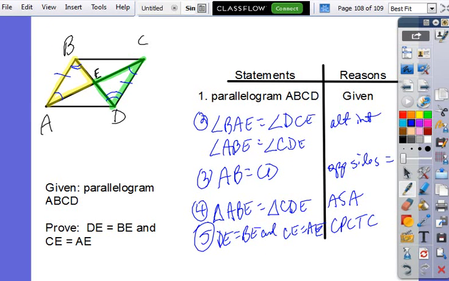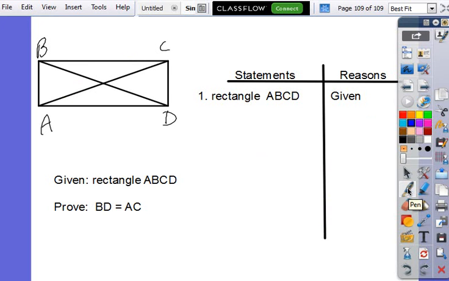So for this one, we're trying to prove what in this case? BD equals AC. So in general, what are we trying to prove? The diagonals. We want to prove that the diagonals of a rectangle are the same. It might be easier to look at it this way. If I can get those two triangles to be the same, then I can say the sides are the same.